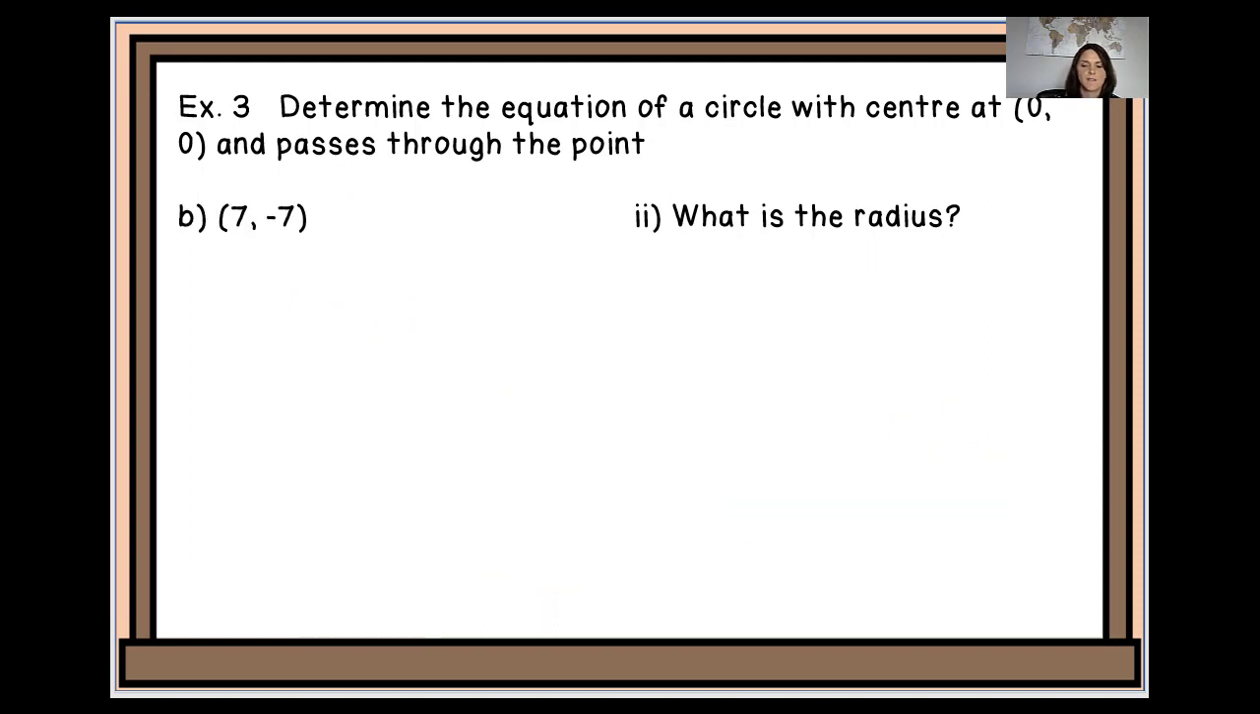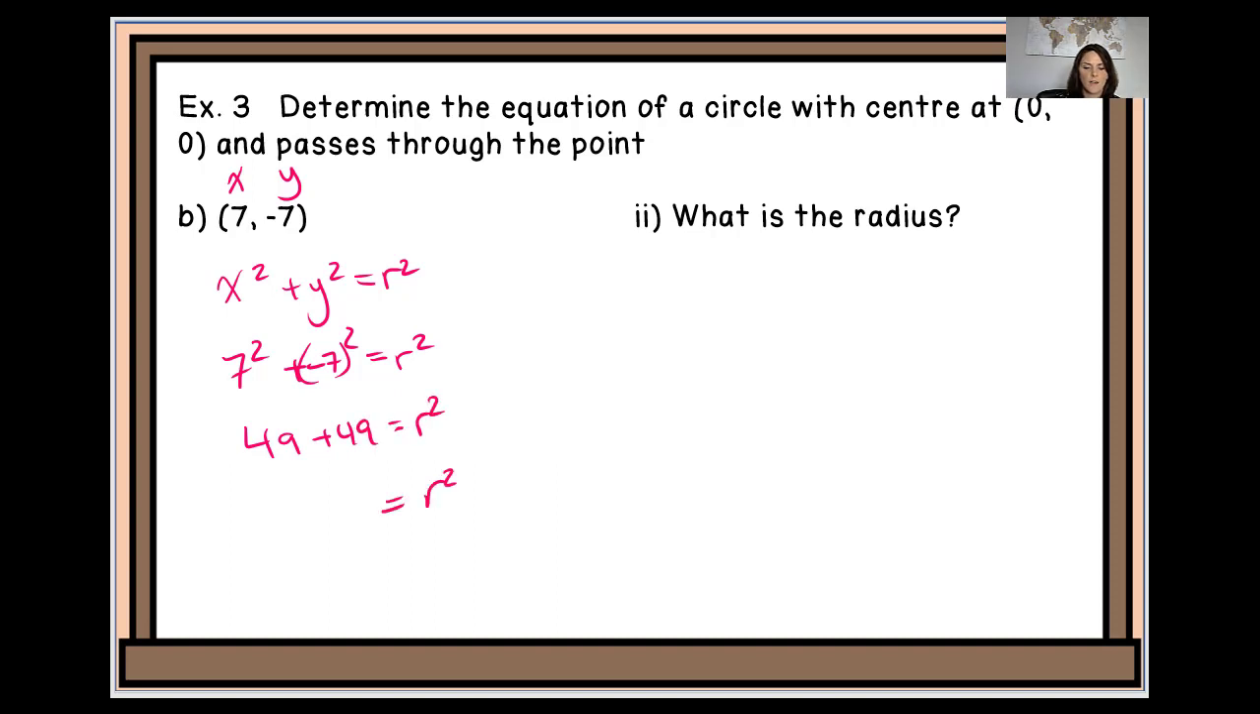Determine the equation of the circle with center at (0, 0) and passes through the point (7, -7). And then we're also going to determine the radius. So same idea. So we have x is 7, y is negative 7. x squared plus y squared is equal to r squared. 7 squared plus negative 7 squared is equal to r squared. 49 plus 49 is equal to r squared. So 49 and 49 is 98. So our equation is x squared plus y squared is equal to 98.